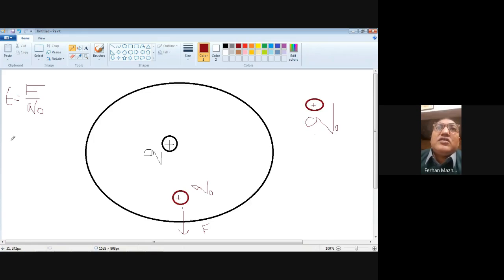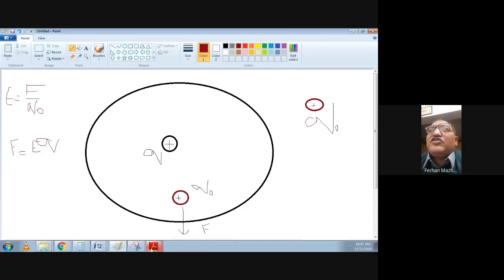Okay? So if you know the electric field intensity and you know the amount of charge of this body, you can very easily calculate by this formula the force of attraction, the force experienced. You don't have to go into the formula. Don't worry about it. You just know the idea. That's it.